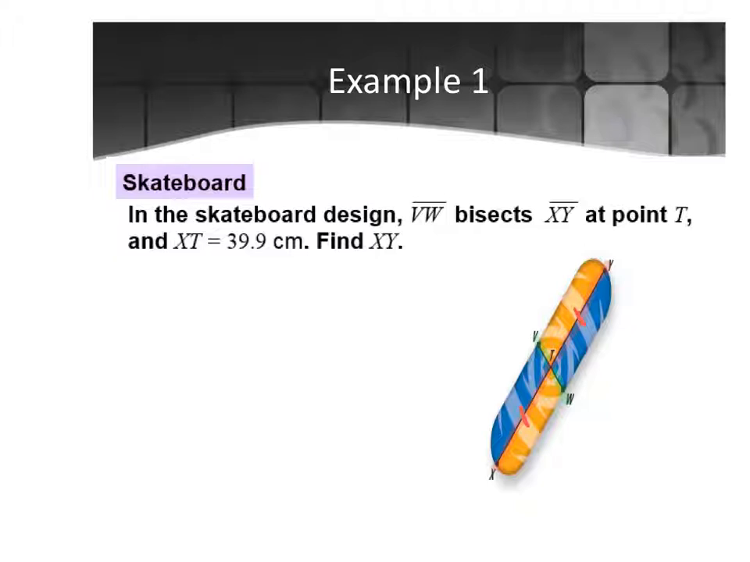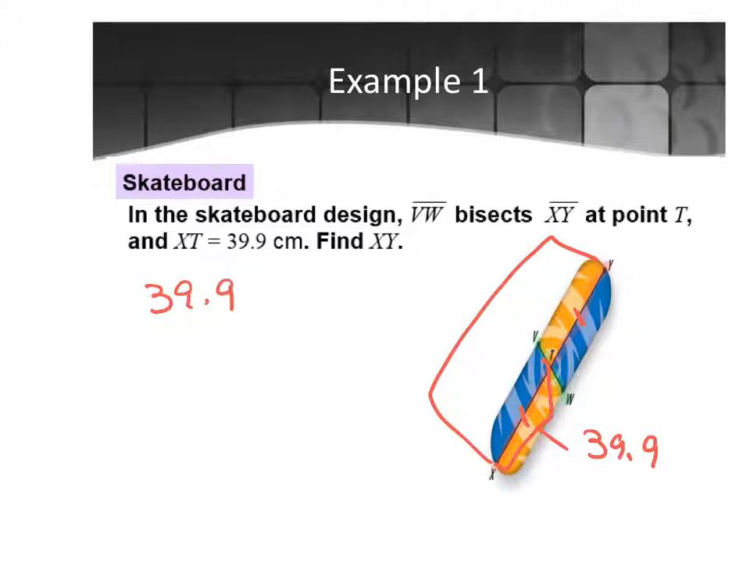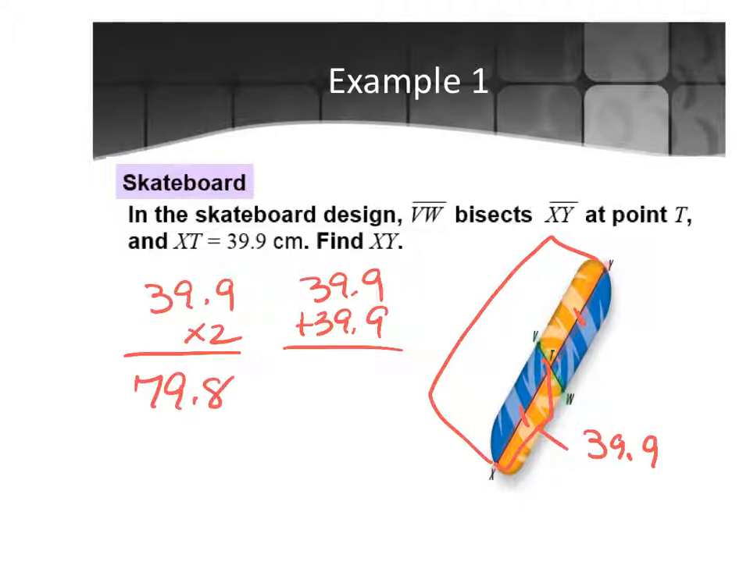So it says that if XT, so from here to here, is equal to 39.9, how can we find the length of the whole thing, XY? Yes? We can double it. So we can either multiply 39.9 by 2, or we can just add it to itself. So we need to double that length because, again, they're 2 congruent parts. So once I multiply it, I get 79.8, or if I add it to itself. So that's how I could find the length of the whole thing, by doubling it.